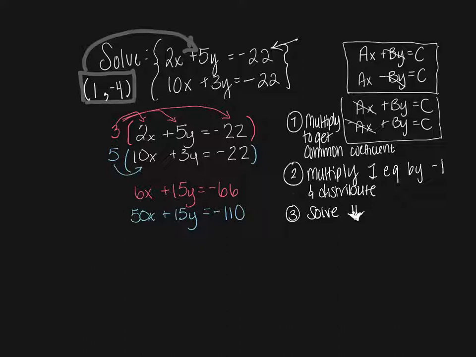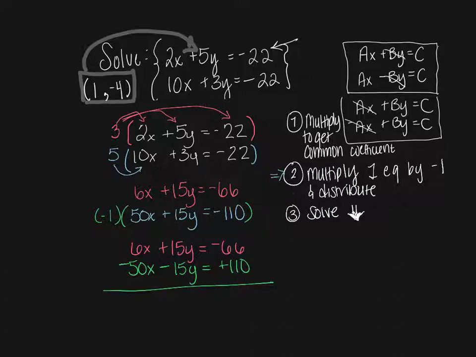Now I have common coefficients in my y's, and now I can multiply one of my equations by -1 and distribute. I personally prefer to multiply my bottom by -1, it's just personal preference. You could do either one. Okay, so that's going to end up giving me something that looks like 6x plus 15y equals -66, -50x minus 15y equals +110.